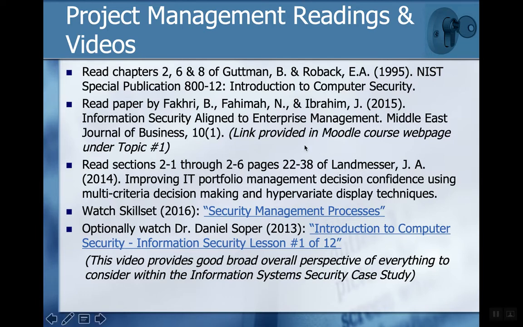There's a link to another paper basically focused on information security aligned to enterprise management. A couple of videos as well: security management processes, as well as introduction to computer security. Both of these videos give you a pretty good perspective of what we're looking at in terms of this idea of a project focused, or using a project methodology to implement a security model.